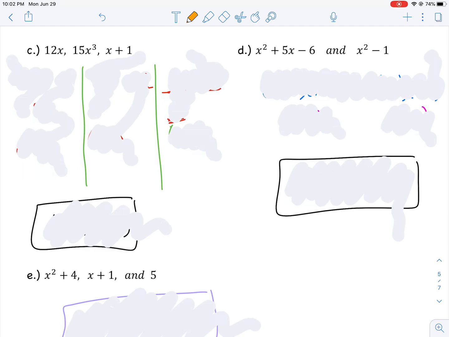We're going to do the same thing that we did in the last video. We're going to break them down into factors. So what prime factors does 12 break into? 2 times 6, and 6 breaks down into 2 times 3. So I have 2 times 2 times 3 times that x, right? I'm going to do the same thing with the 15. 15 breaks down into 3 times 5, and then I have 3 x's. You can write them all out if you need to.